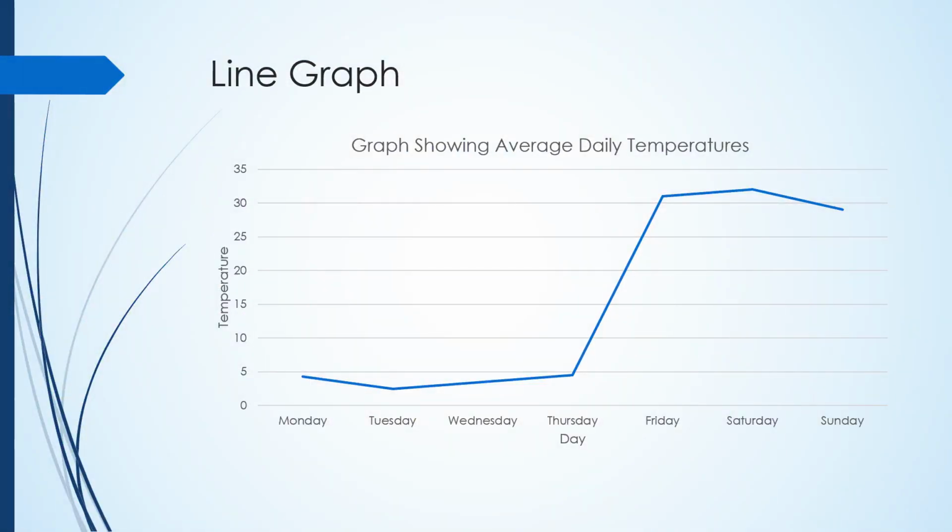Now that we've analyzed a bar chart, let's move on to a line graph, which shows the average daily temperatures over a week. The x-axis represents the days of the week, while the y-axis shows the temperature in degrees Celsius. Each point marks the recorded temperature for a specific day. The connecting points help us visualize how temperatures change over time.